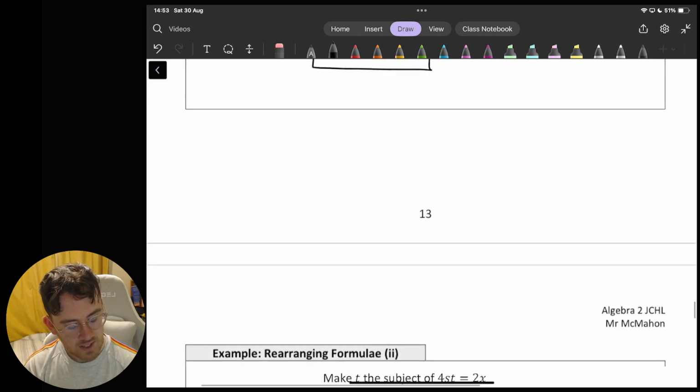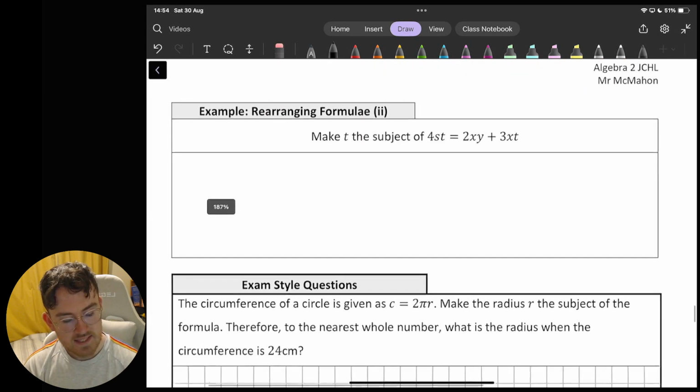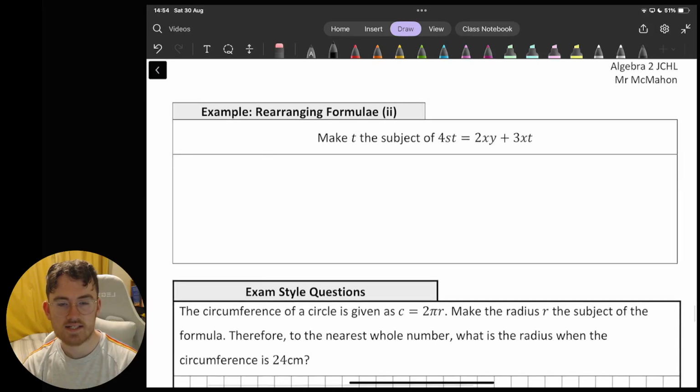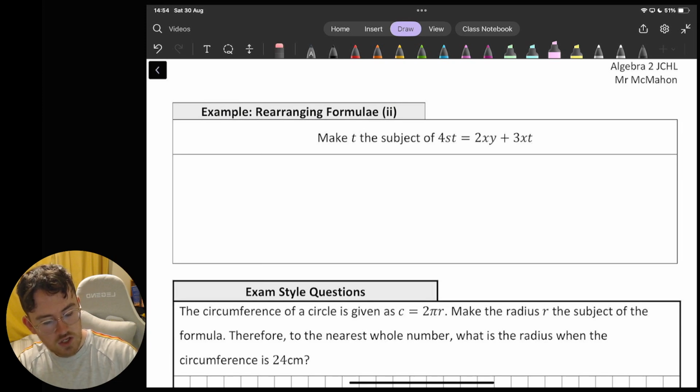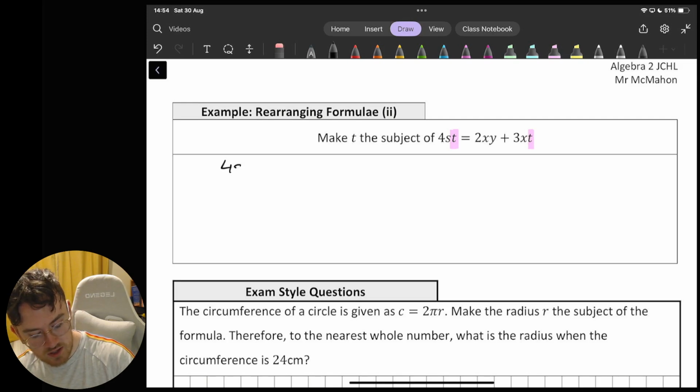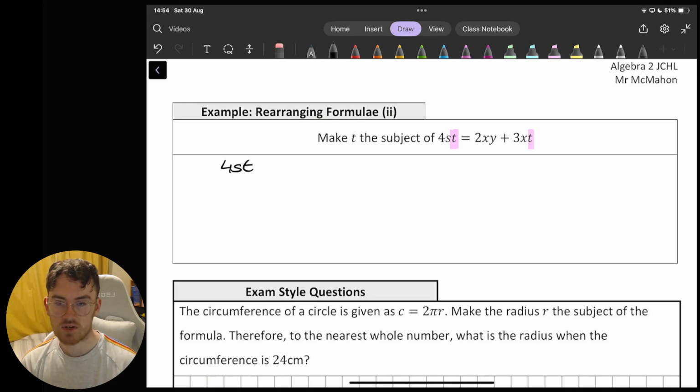Let's have another look at another example here. Make t the subject of 4st equals 2xy plus 3xt. Okay, so starting off, let's see where t is. T is there, but it's also over here. Okay, it's not just there, it's also over here. So we bear that in mind. T is in 2 places. So my first step here would probably be to bring those together.